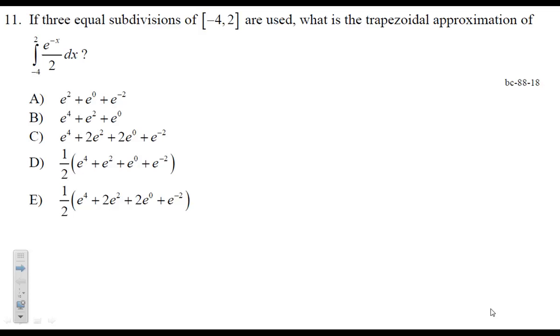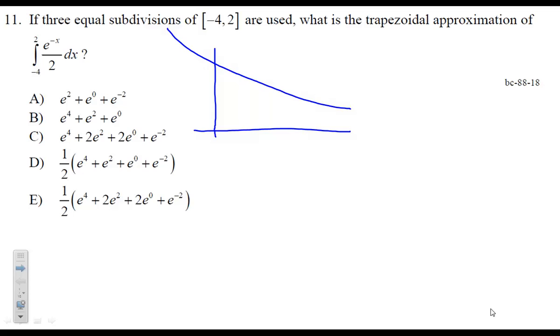So here's problem number 11. We're going to break an integral up into three subdivisions, and we're going to use the trapezoidal approximation. Let's talk about what this all looks like. If I were to draw this out, this curve, e to the negative x, looks something like, oh, I don't know, like this.